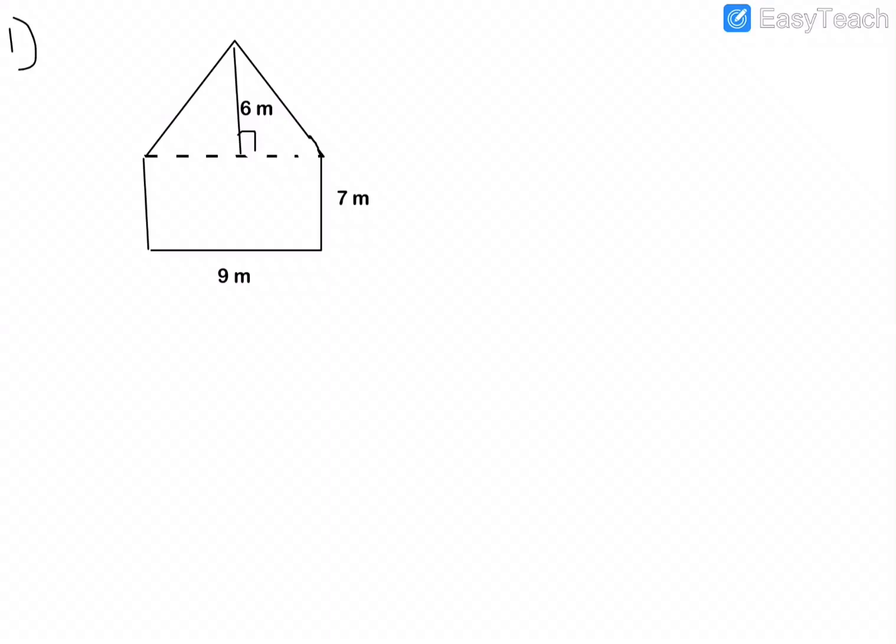If we move on to an example here, here is a composite figure that is composed of 2 shapes. We have a rectangle and we have a triangle. So all we do is find the area of each shape separately, and then you add the 2 together. Okay? So we know that the area of the triangle is half the base times height.